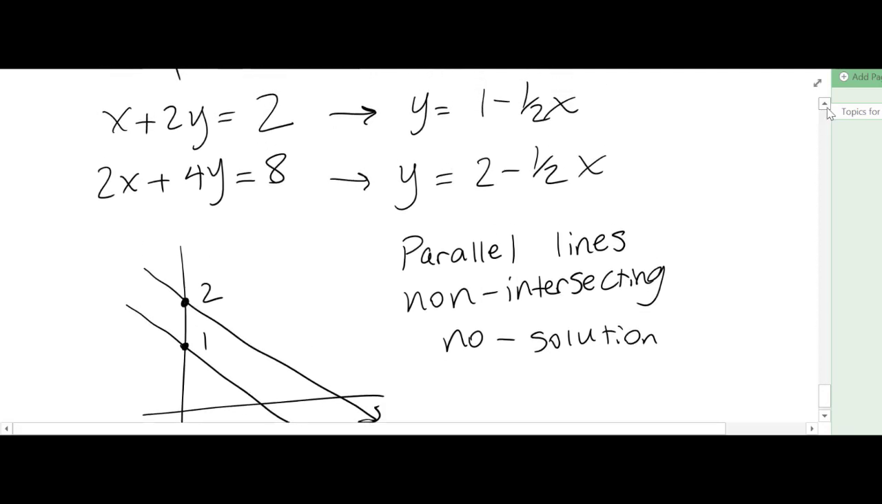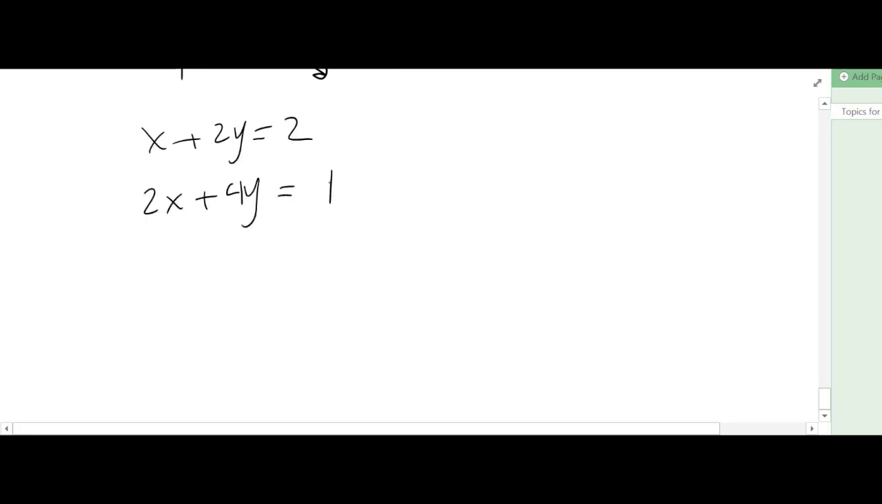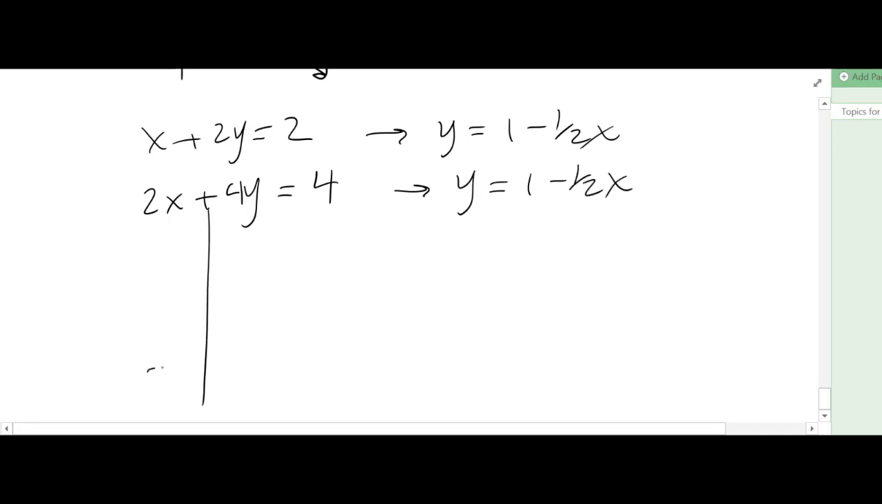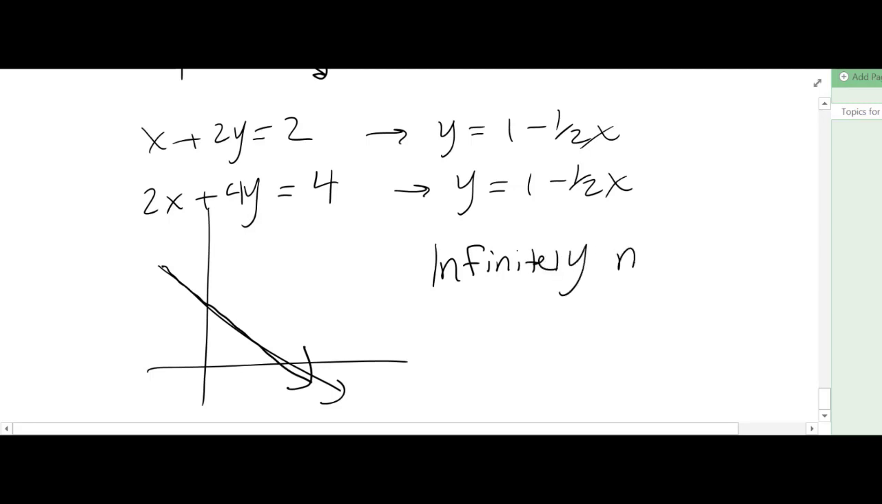But if I change this equation a little bit, like if I change the 8 and make it a 4 instead, so I had x plus 2y equals 2, and 2x plus 4y equals 4. If I have this instead, then when you solve for y, they're actually the exact same equation. So they're both the same equation, they're the same line. You get the same one twice. Same line, so that means that there's infinitely many solutions. The whole line is the solution.